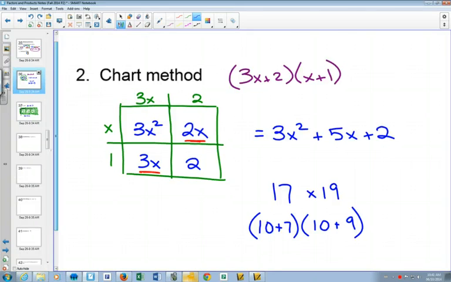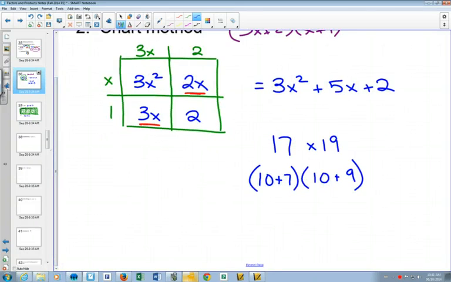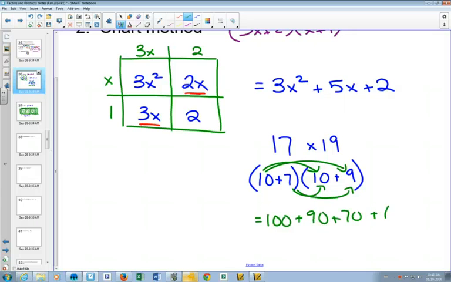And now if I were to FOIL, all of the multiplications are easy because they're all within my 10 times table. So FOIL, first ones, I'm going to get 100. Outside ones, I'm going to get 90. Inside ones, I'm going to get 70. And last one, 7 times 9, I'm going to get 63. And that's not hard to add up.